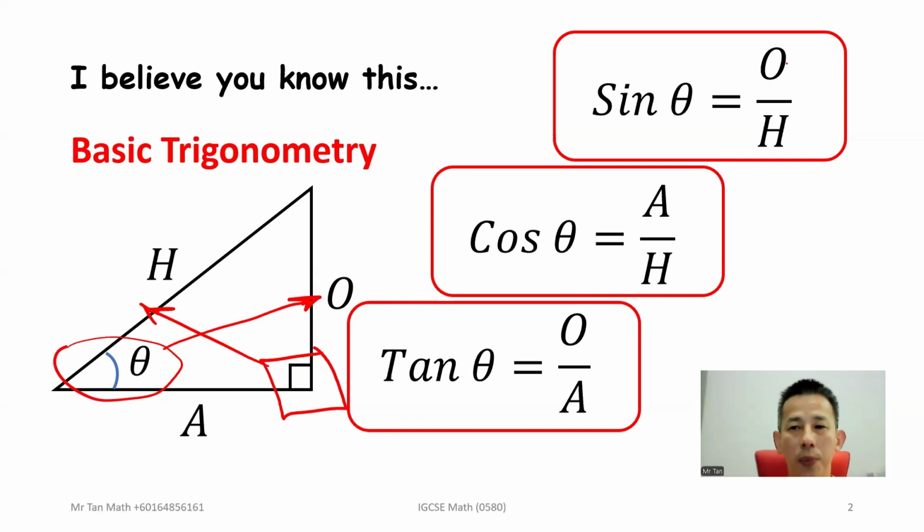Sine is opposite over hypotenuse, so we have SOH. Cos is adjacent over hypotenuse, that is CAH, and tangent is opposite over adjacent. So it's TOA. So we get SOHCAHTOA.